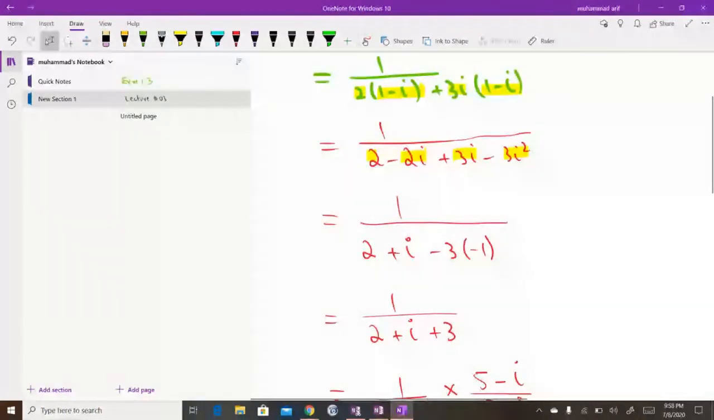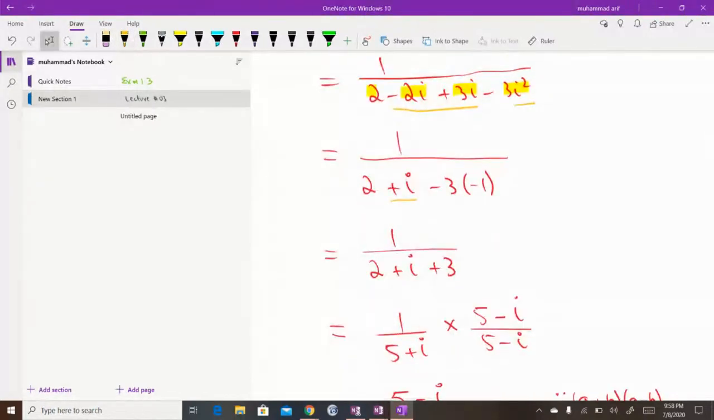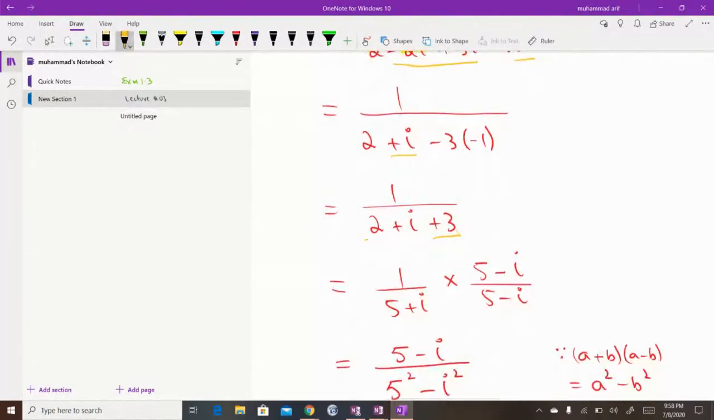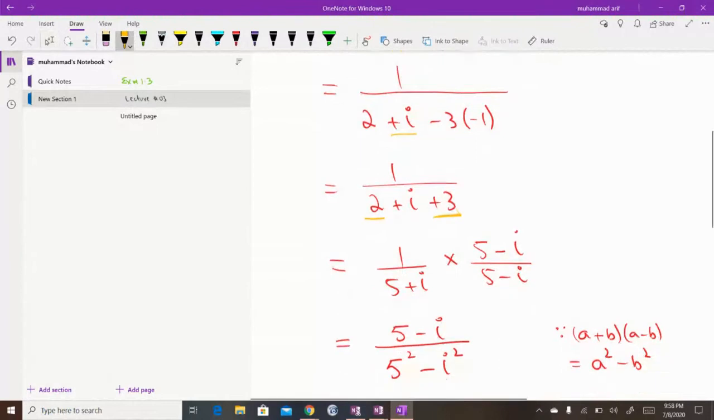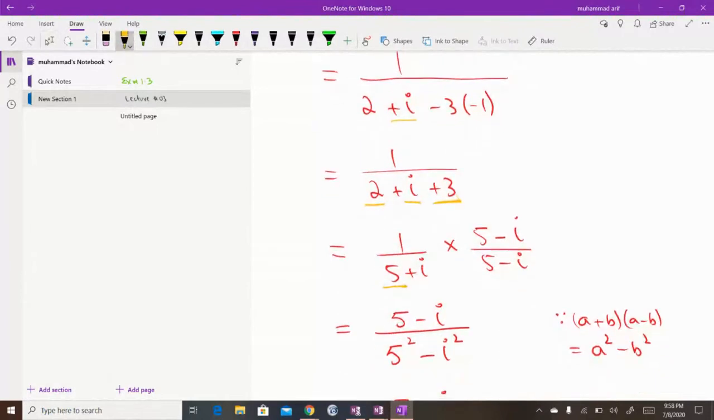Now after more simplification, we see that minus 2 iota and 3 iota give us only 1 iota, which is positive. And what is the value of iota square? The value of iota square is negative 1. Now we multiply negative 3 with negative 1, and it becomes positive 3. Now if we add positive 2 with positive 3, it becomes positive 5, and we write iota here. This process is called the rationalization process.